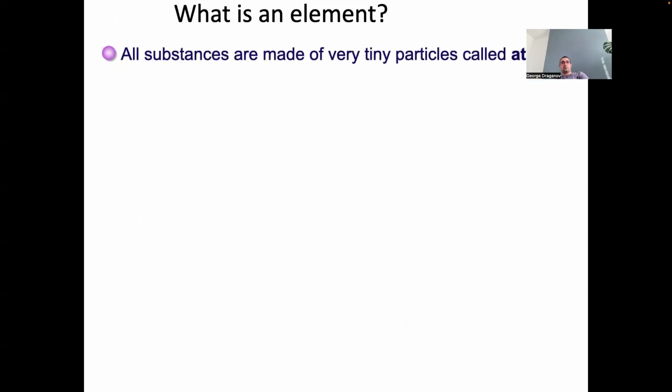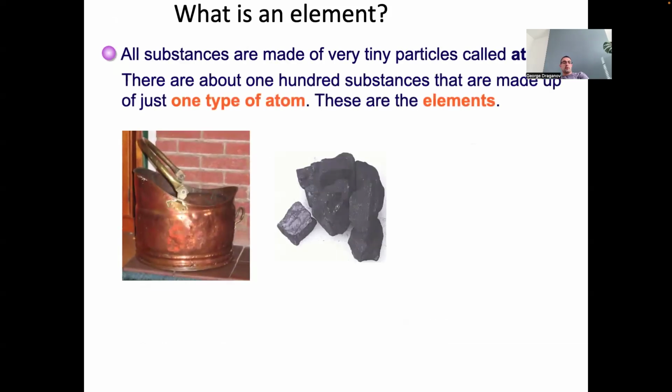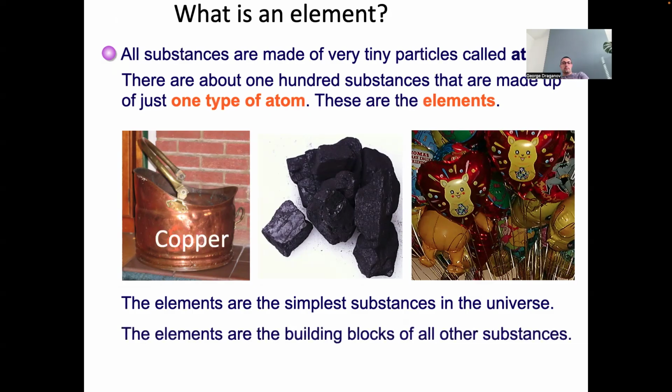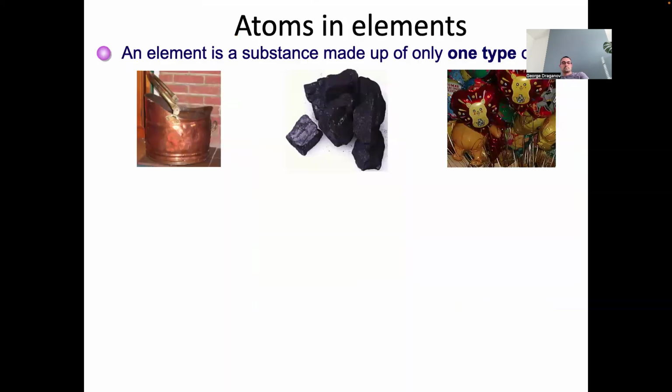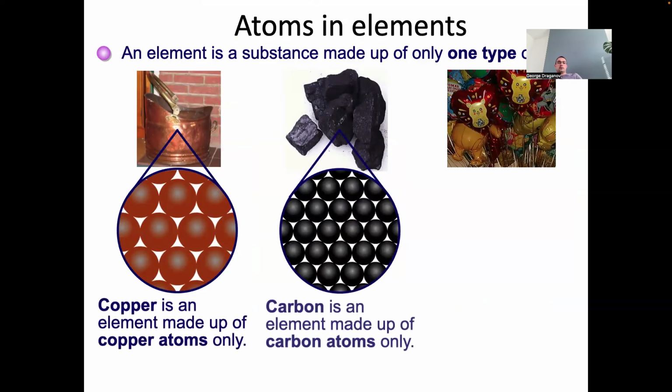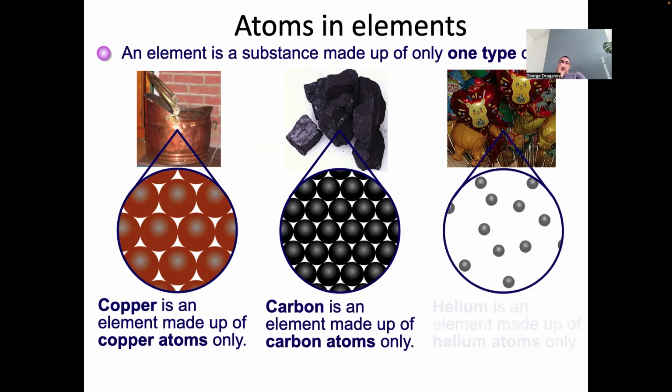Let's look at some examples. In here, we have a copper can. Then we have some black charcoal, which is made of carbon. Then we've got some balloons with helium inside, of course. So copper, carbon, and helium. If you look at a particle diagram, this is a solid, so the particles will be touching, and it looks like this. It's just one color. That's how it's represented. This one's a gas, so the particles are actually far apart.